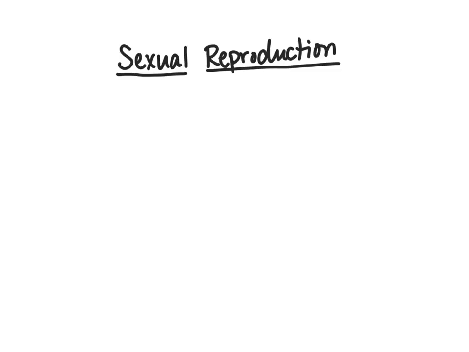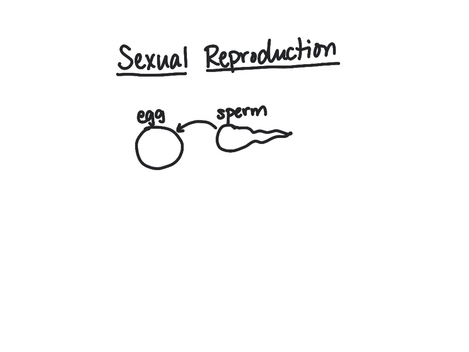lesson. So before we get too far into talking about meiosis, let's do a bit of a review on sexual reproduction. What happens in sexual reproduction is that a female produces an egg, and a male produces a sperm. During fertilization, the genetic information that's in the sperm gets transferred into the egg. And then the fertilized egg becomes known as a zygote.